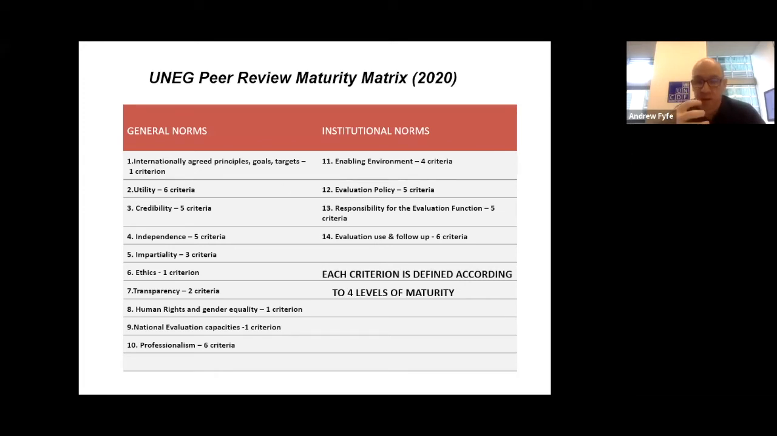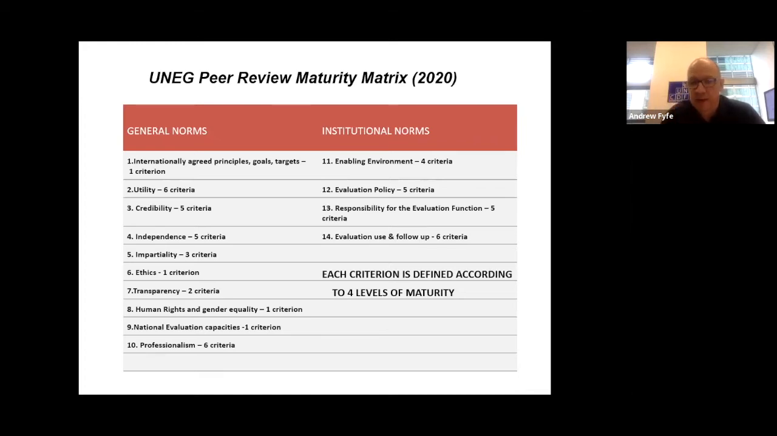And so the goal there is to organize these performance dimensions, or these performance criteria, around the norms and standards, which, we think as a group, improves the clarity of this tool. It helps with peer reviews, but it also helps to socialize and publicize the norms and standards, which remain, of course, one of the flagship products of the UNEG group. And I think a very important element is that each of these criteria are defined according to 4 levels of maturity, and we're going to go into that in a bit more detail in the next section.